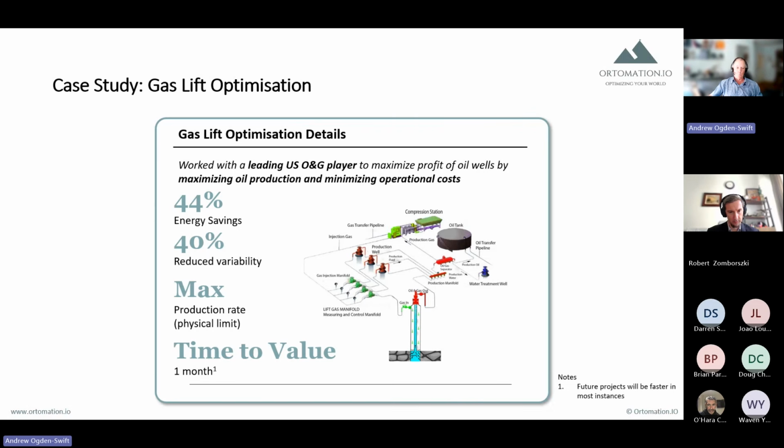There was also a 40% reduction in variability. The production, even at the higher energy rate, was at maximum, so there was no change in production during the project. And the time to create that reduction was roughly 1 month. So from the start of defining the project, doing the training, installing the software, to getting it running was a month. And we're pretty confident we could complete another project like that much more quickly.